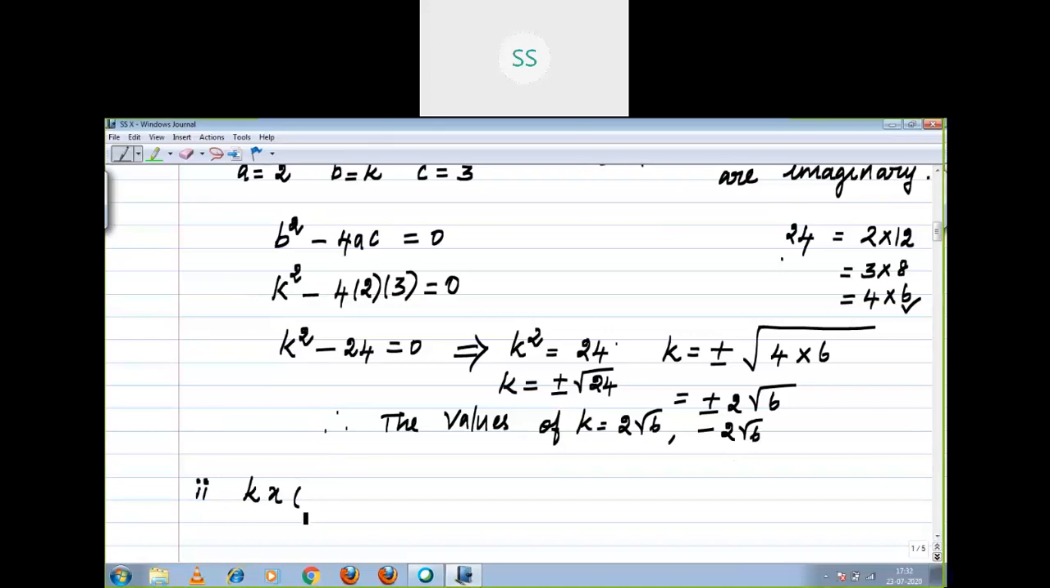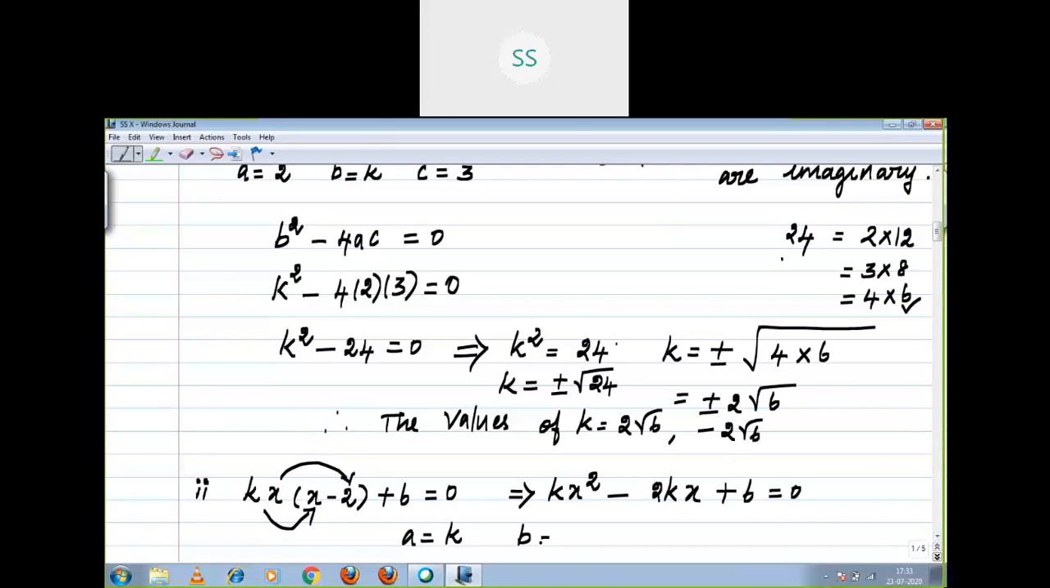Kx into x minus 2 plus 6 equal to 0. Now I am going to make it as a quadratic equation. Which implies kx square minus 2kx plus 6 equal to 0. Here what is your A? A is k. What is your B? Minus 2k. If negative comes, you should take along with the symbol.